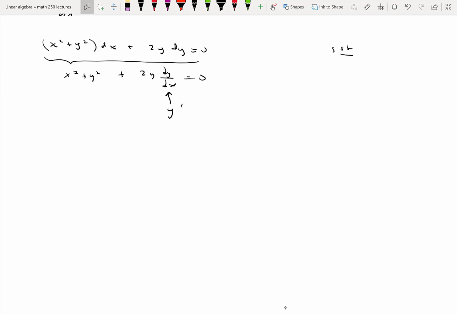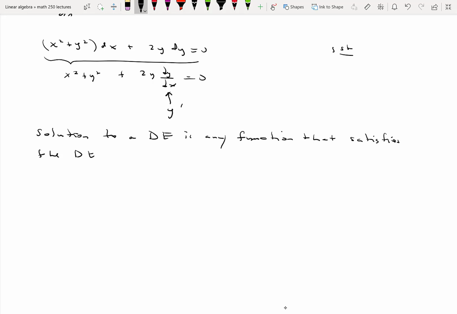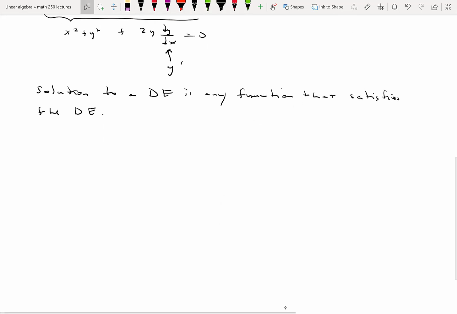Okay. So what is a solution? Well, a solution to a differential equation, the solution to a DE, differential equation, is any function that satisfies the differential equation. Okay, so let's take a look at an example. Suppose we look at the differential equation y prime equals 2x.